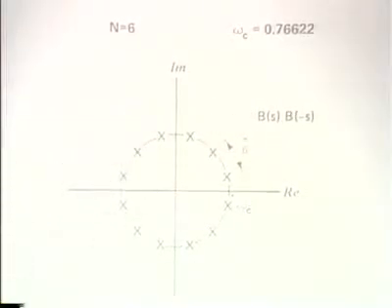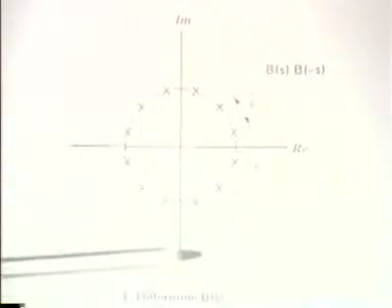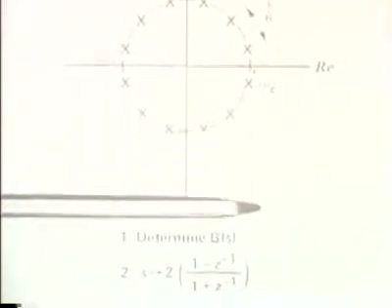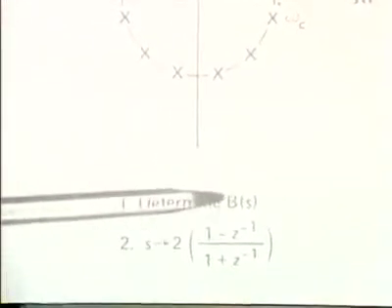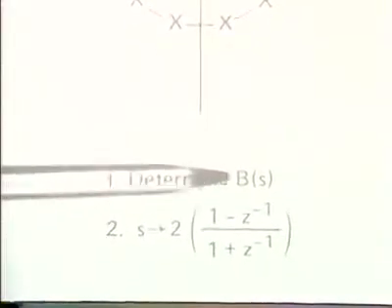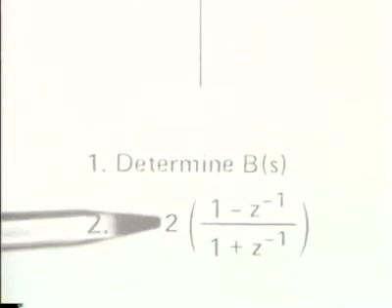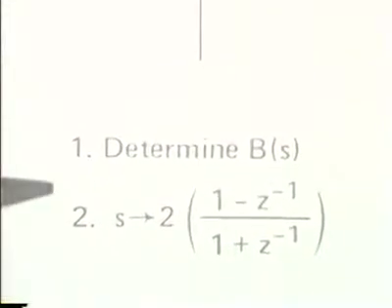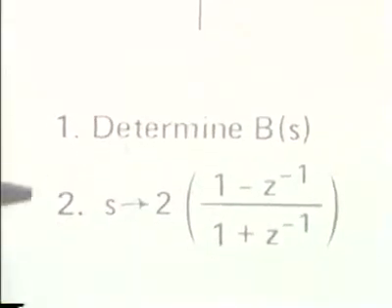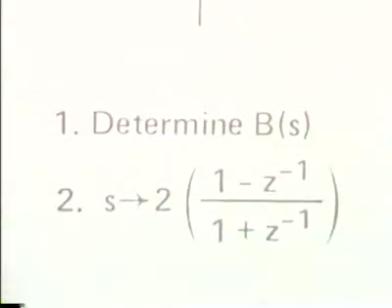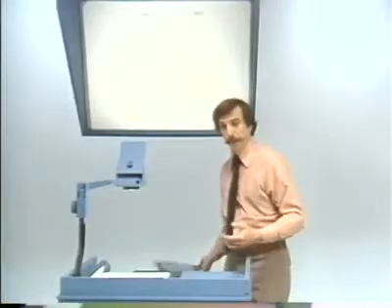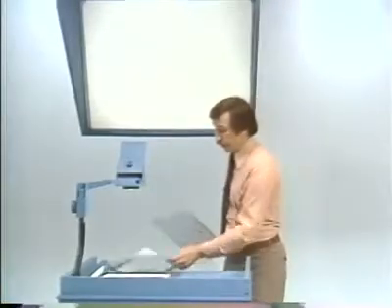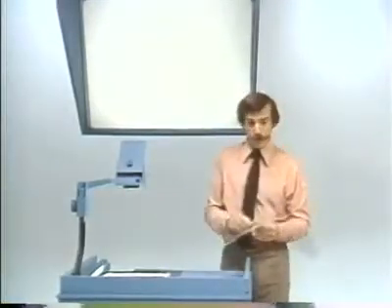So we can now determine B of S, and once we have the transfer function B of S, we then map that to a discrete time filter through the bilinear transformation. And that then is the design procedure which we would follow for this example.